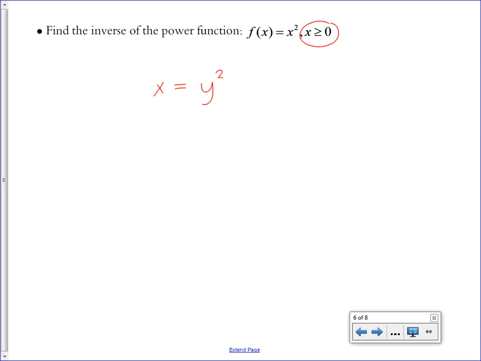So in this case, I'm taking the positive square root of both sides. And so the square root of x, without a plus or minus in front of it, just the positive, because it says x is greater than or equal to 0, is my inverse function, and I'm going to write it in inverse function notation.